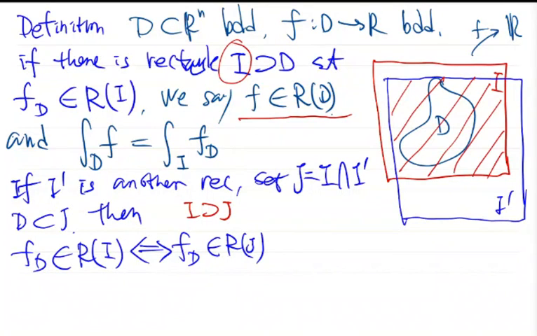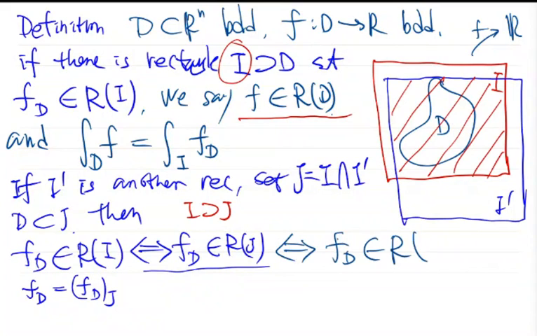Okay, maybe I need to write it in more detail. F_D should be F_{D,J}. Okay. So using this result again, F_D is integrable over J if and only if F_D is integrable over I prime. Therefore, the integrability of the zero extension over I and over I prime is the same. So this means that the integrability does not depend on the choice of I.